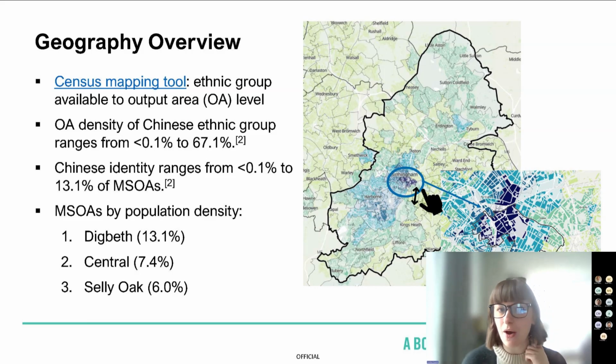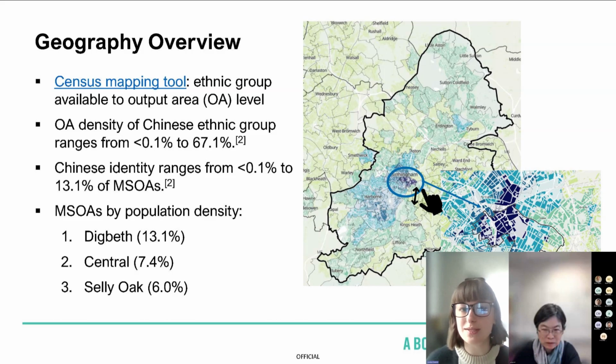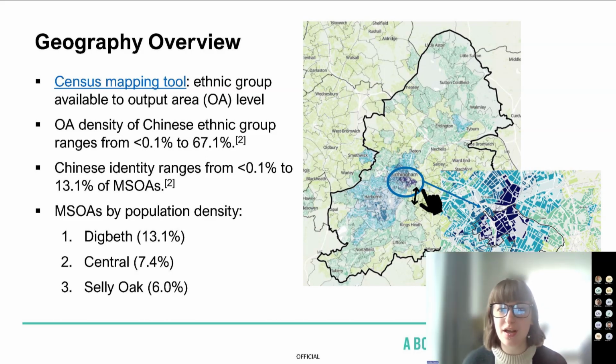The three highest, most densely populated MSOAs are Digbeth, the Central MSOA, and Selly Oak. In Digbeth, 13% of the overall population is from the Chinese ethnic group, compared to 1.1% of the overall Birmingham population. For those that aren't familiar with the term MSOA, this is just a slightly larger area. It's a middle super output area, and this is around 2,000 to 6,000 people. This data is useful to be able to get that smaller community level data rather than just looking at ward or constituency level.